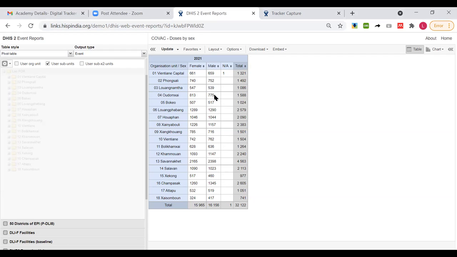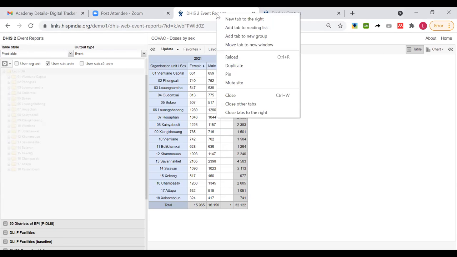Okay, so if we look at the configuration, we will see that the table style is pivot table. That is because we are seeing the aggregate outputs here, and the output type is events, not enrollments. Okay, and we are getting a total figure of 32,122, right? So let me contrast this. I will duplicate.